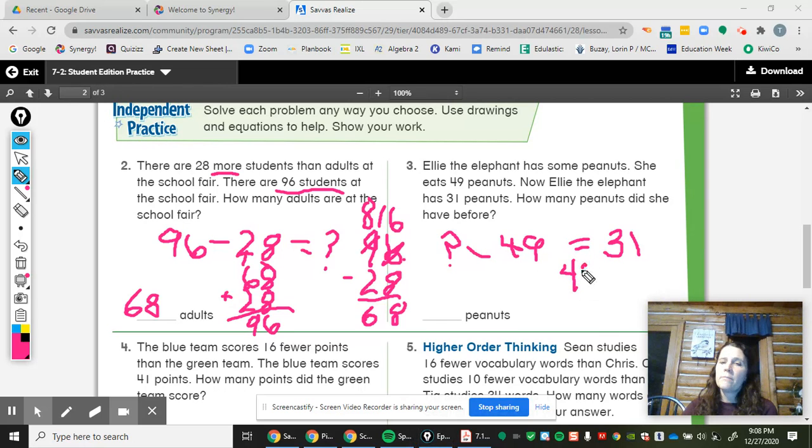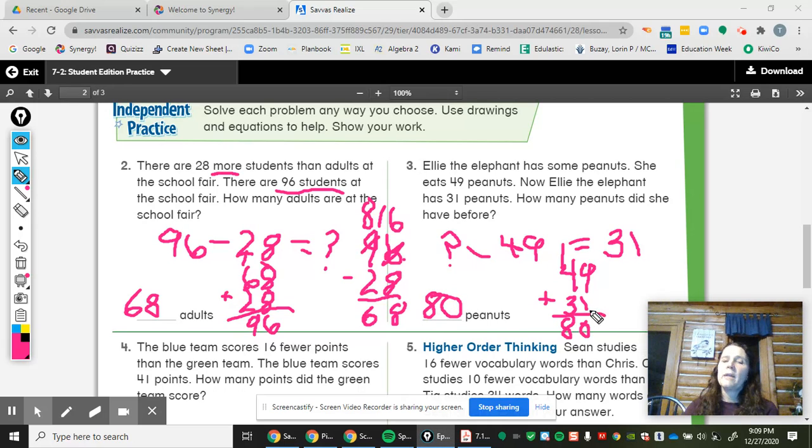49 plus 31. 9 plus 1 is 10. 0 goes here. 1 comes on top. 1 plus 4 is 5. Plus 3 is 8. So Ellie the elephant had 80 peanuts to start.